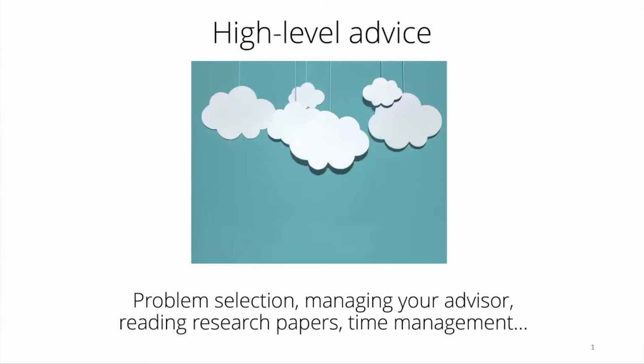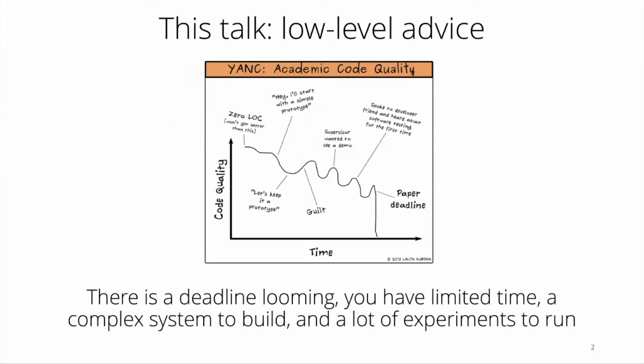So there's no shortage of very good high-level advice out there on how to go about doing a PhD, right? There's a lot of good advice on things like problem selection, managing your advisor, reading research papers and how to interpret them and so forth. In this talk, we're going to focus on what's called low-level advice, which is advice that will hopefully help you with the daily battles you're fighting on the ground. And in systems research, this usually means problems around building a complex system, running experiments, and doing all of that under the pressure of a looming deadline, where things start to really get chaotic.